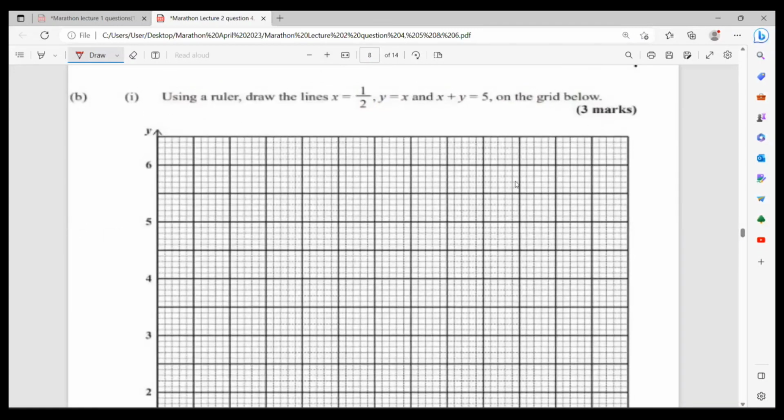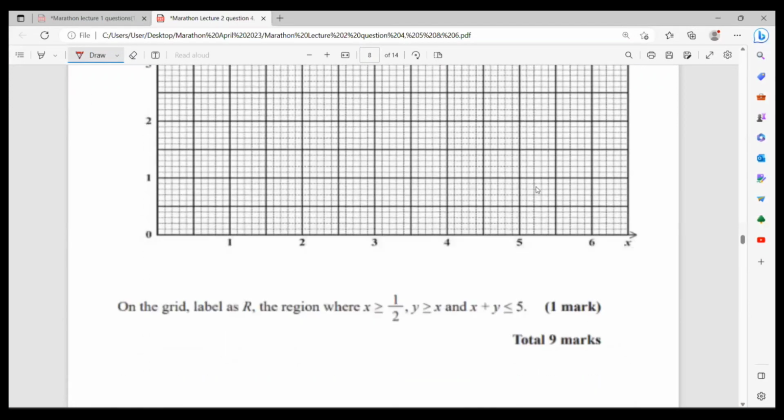So they asked us to draw that. So you would have done that. It's 3 marks to give you. It's 1 for each line. 3 marks. So let's go for the question.